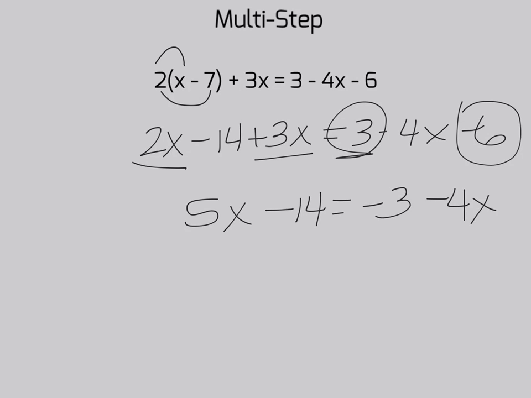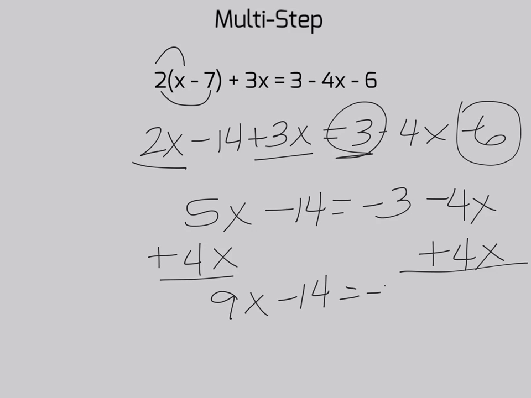The next step is to bring the x's to the side with a bigger coefficient. So 5 is bigger than -4, so I'm going to be adding 4 to both sides. Remember, we always use inverse operations. 4 and 5 gives me 9x minus 14 equals -3. Now I want to move everything else to the other side of the equal sign. So I'm going to add 14 to both sides. I'll get 9x equals 14 minus 3 gives me 11.